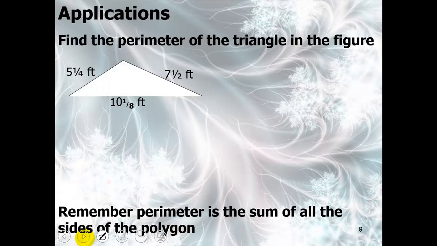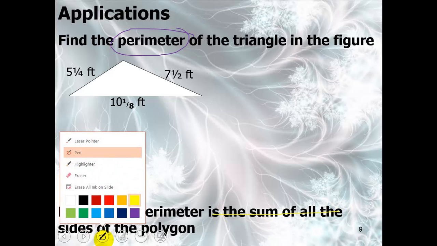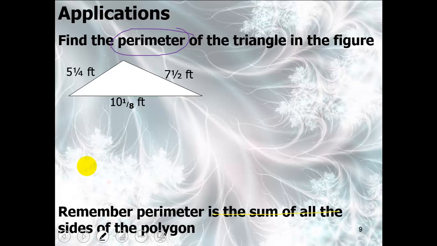This next application, we want to find the perimeter of the triangle. You have to remember what perimeter means. Perimeter means it's the sum of all the sides. It's the sum of all the sides. So it's the distance around. Perimeter is this side plus this side plus this side. All right? So we have to add all of those mixed numbers together.